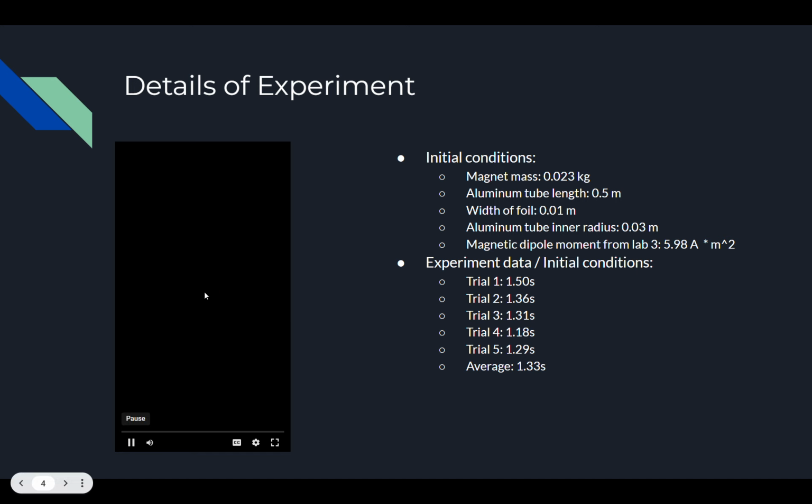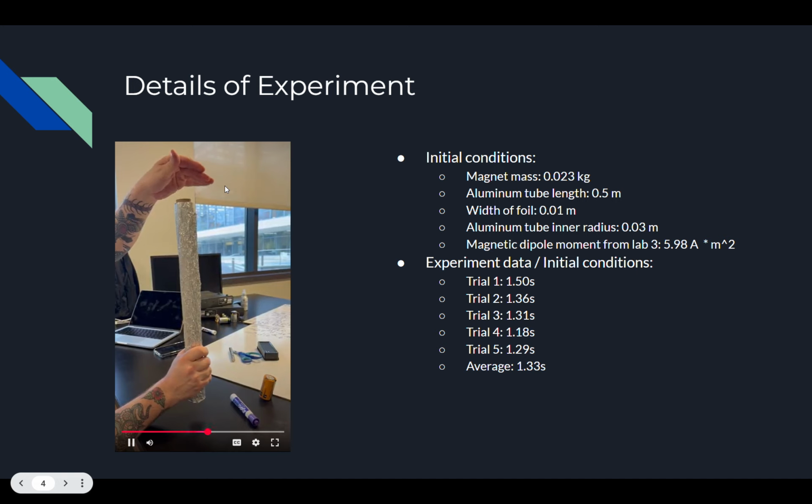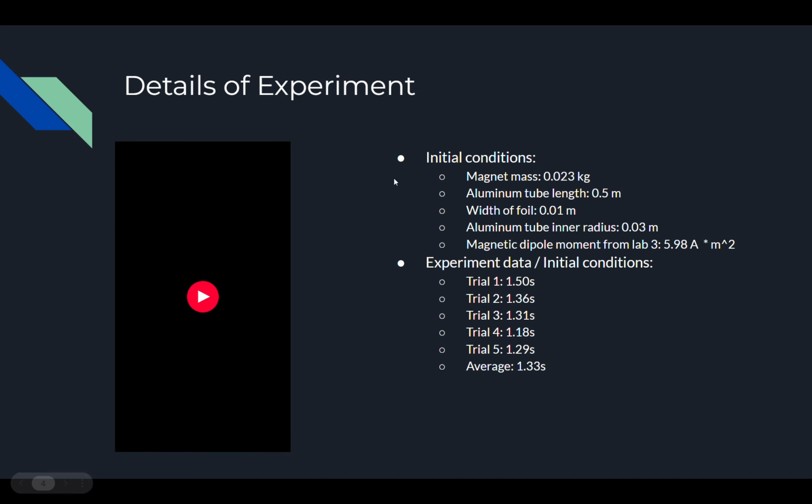So here are the details of the experiment. This was a video of the magnet going down the aluminum tube. For the initial conditions, these are just a few dimensions of the tube and the magnet itself, as well as the magnetic dipole moment from Lab 3, which we do use for the computational data. Then here are the trials that I did with my team. We did around 5 trials, and we averaged out the time that it would take for the magnet to fall for each trial, and then we got 1.33 seconds.